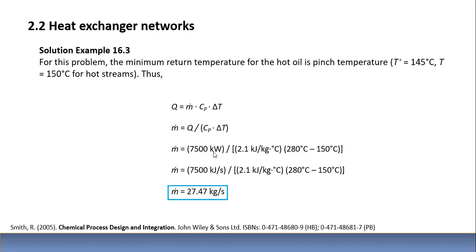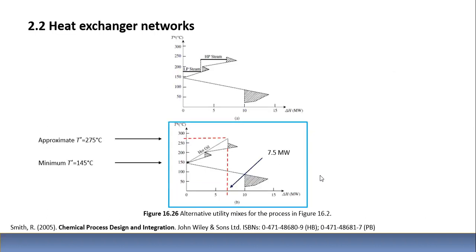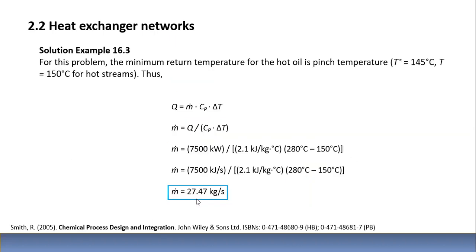Y Q viene a ser 7,5 megavatios o 7,500 kilovatios o 7,500 kilojoules por segundo, dividido para 2,1 kilojoules por kilogramo grado centígrado, que nos dio el problema, y el diferencial de temperatura. Que dicho sea de paso, aquí son 130 y aquí en temperatura modificada también son 130, 4 y 3, 7, siguen siendo 130, o sea, ya sea que haga la operación en temperatura modificada o en temperatura real, le va a dar el mismo delta T. Y obtuvo un flujo másico de 27,5 kilojoules por segundo.